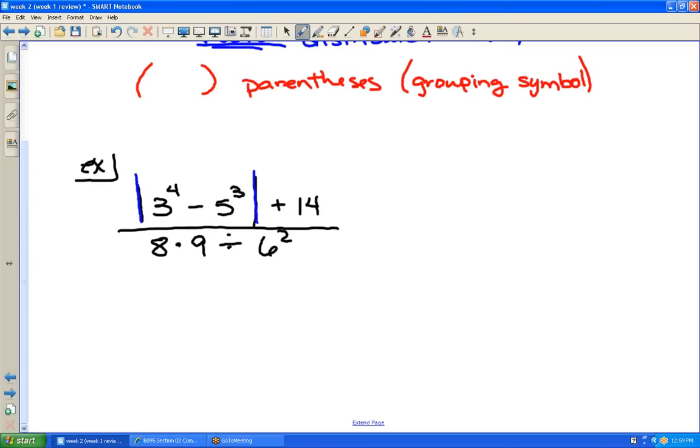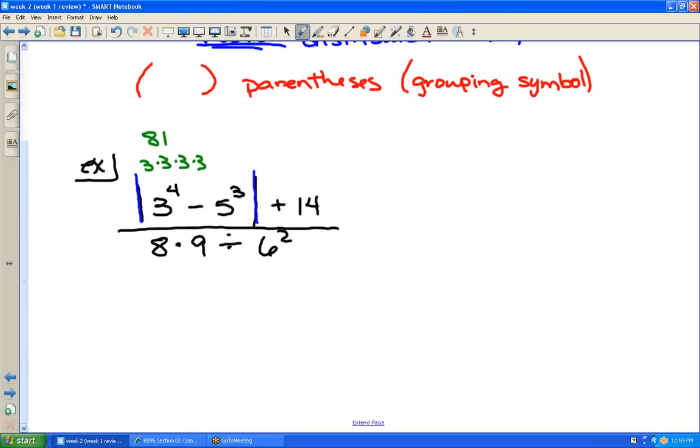Okay, so looking inside there, I still go through order of operations. Do I have any more parentheses? No. Do I have exponents? Yes. So this I have to think about as 3 four times. So 3 times 3 times 3 times 3, which is 81.